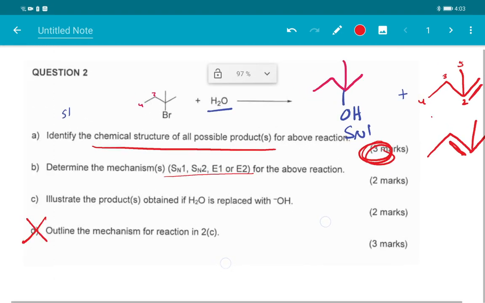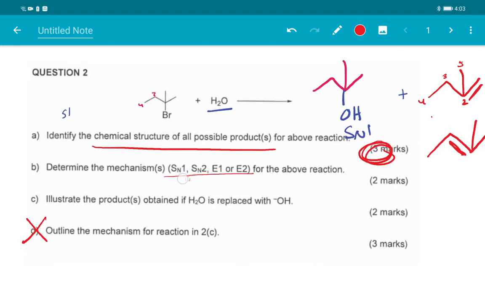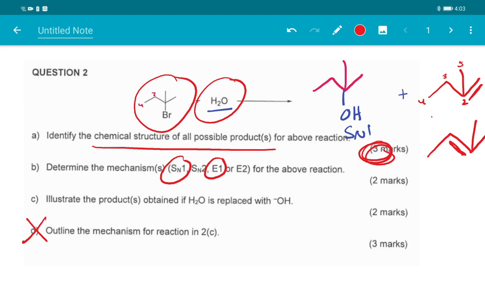After answering that question, it's pretty easy to answer B because we already determined it earlier. When it says determine the mechanism, clearly we know that it is E1 and also SN1, because the type of alkyl halide we are using is tertiary, and we are using a weak nucleophile, which supports our mechanism, SN1 and also E1.